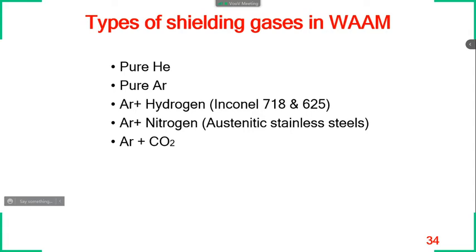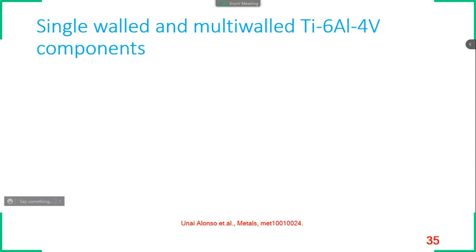Okay, 10% to 20% CO2 they will use. Okay, so this is the application. Why this particular shielding gas is being used right now, we are clear. Generally, in wire arc additive manufacturing, we fabricate single wall and multi wall components.